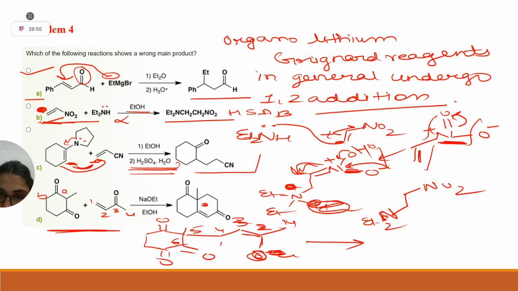Clear? Now what will happen? There are two possibilities: the oxygen lone pair will come back and this negative charge attacks here, but you will get a four-member ring. One, two, three, four. So what it will do? From ethanol, it will take a proton and will first change into the ketone form. Let me write that ketone form.